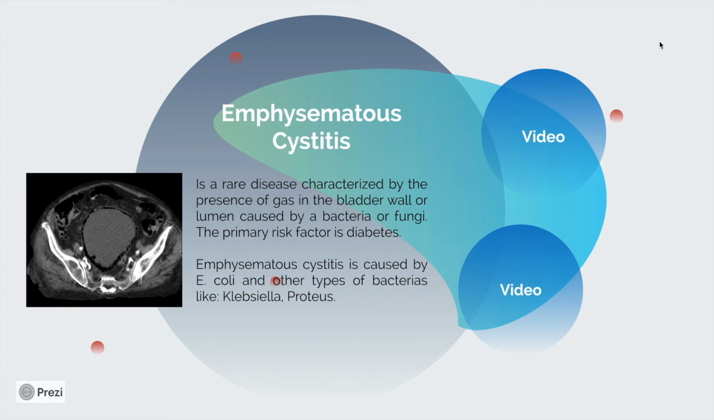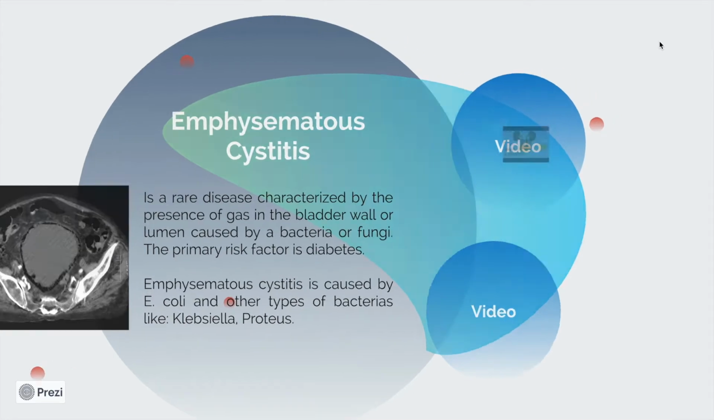Emphysematous cystitis is a rare disease characterized by the presence of gas in the bladder wall or lumen, caused by a bacteria or fungi. The primary risk factor is diabetes. Emphysematous cystitis is caused by E. coli or other types of bacteria like Klebsiella or Proteus.